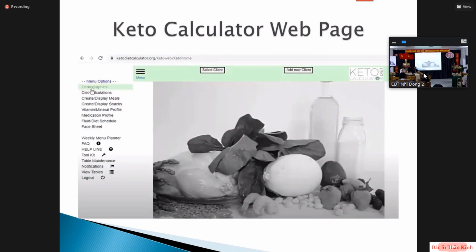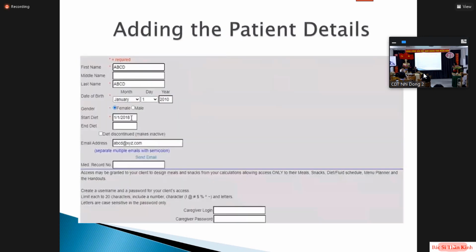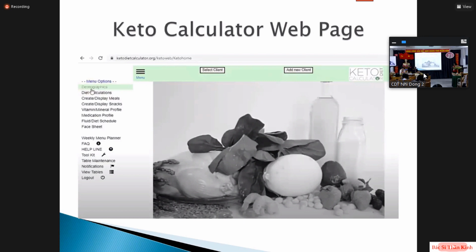So if you want to enter a new client's data, you just click here and enter. So this is just an example. You can see add the first name, the last name. You have to add the date of birth, the gender, and when you're starting the diet. And you can also add the email address of the caregiver or the patient, and then you save this. Once you save it, it will be available when you do the fine tuning or when you have to do the calculation. You can always access it by clicking on the upper left corner, that is select client. So there'll be a database of all the client lists that you have saved.